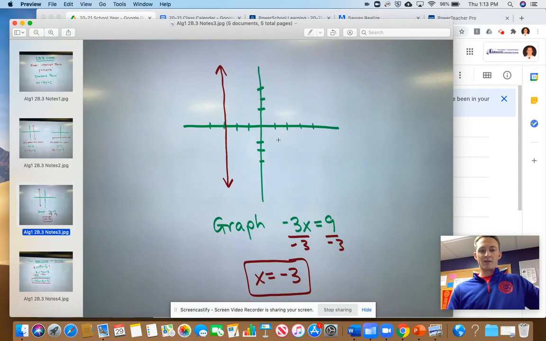So they give us this blank graph, and they want us to graph the line -3x equals 9. Well, we want to get x by itself, so we're going to divide by -3, and x equals -3, which means on the x-axis, the line is only going to pass through -3. So here's the x-axis, here's -3. Our line only passes through the x-axis. There's no y value. It's going straight up and down.